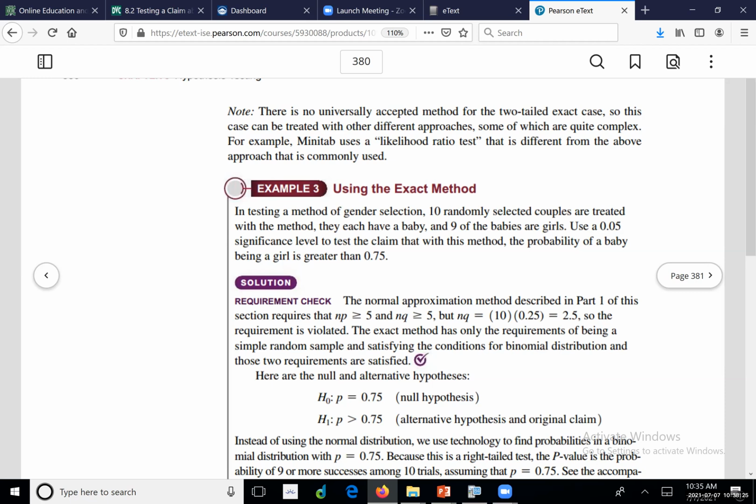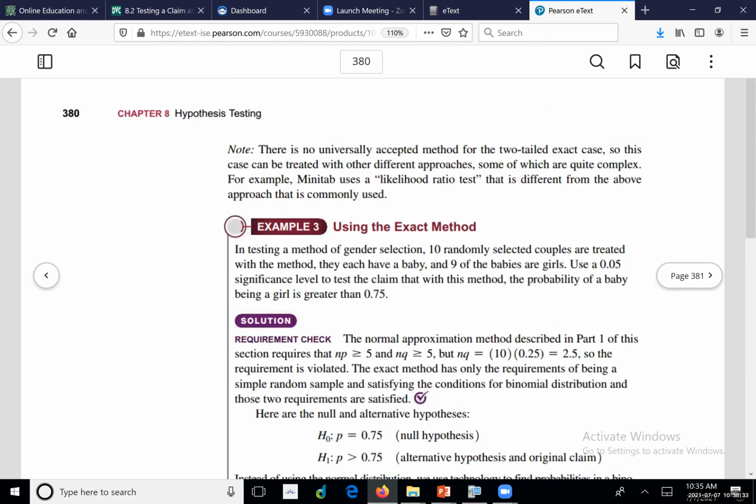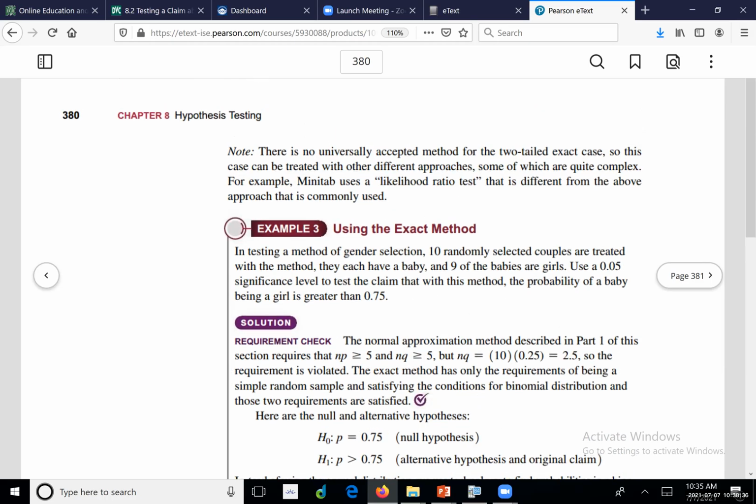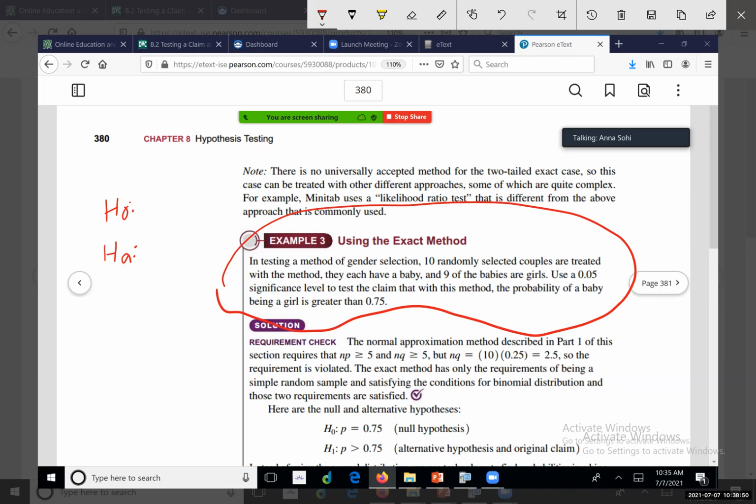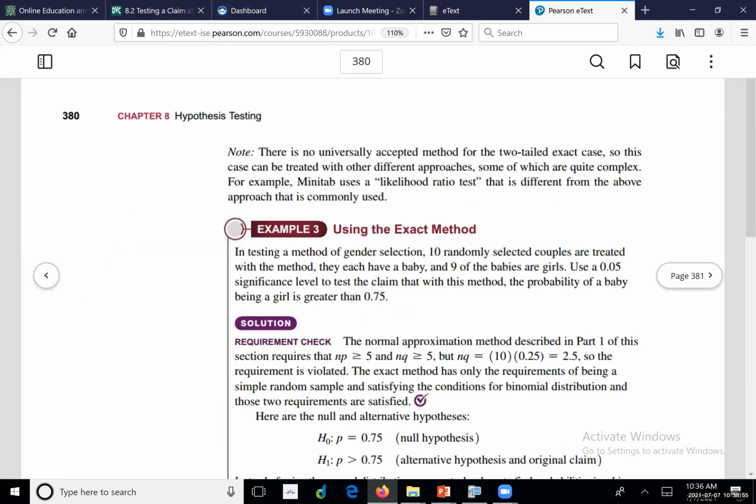Let's do this one. Number 3, example 3. I want you this time to write null hypothesis and alternative hypothesis. Read example 3 here. I want you to write null hypothesis and alternative hypothesis. And try to not look at the answers, please. So write step 1, null hypothesis, alternative. Read the question.